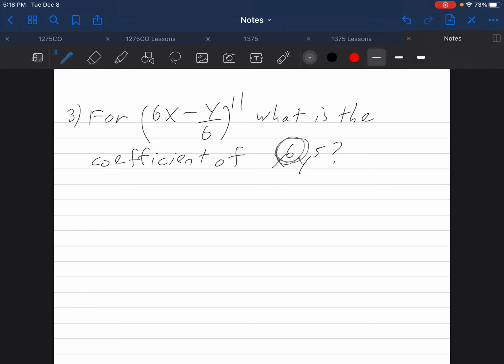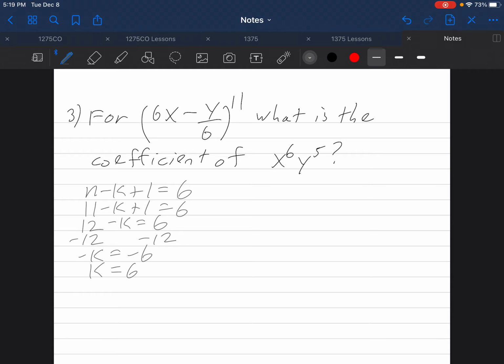But we're going to start out the same way, which is this number has to equal n minus k plus 1. So that has to equal 6. n is equal to 11. So that's 11 minus k plus 1 is equal to 6. That's 12 minus k is equal to 6. Subtract 12 from both sides to solve for k. Negative k is equal to negative 6. That means k is equal to positive 6. So we know the value of n minus k plus 1. And now we can figure out the value of k minus 1, which is equal to 5.